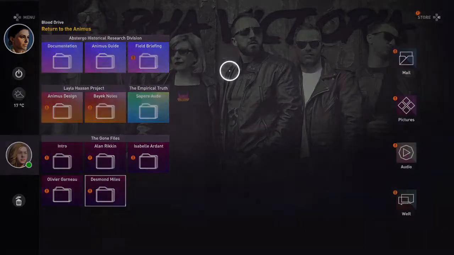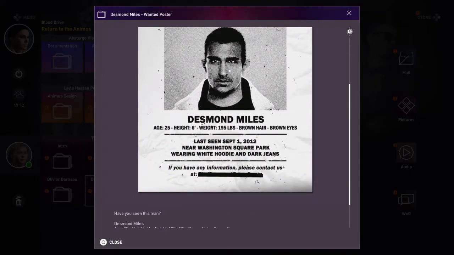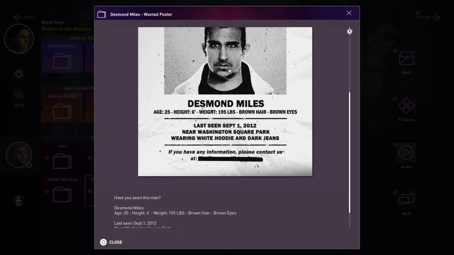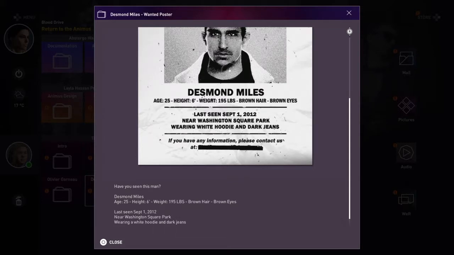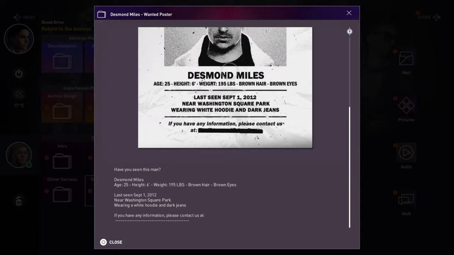Oh, wanted poster. Yes, I love it. Have you seen this man, Desmond Miles? Age 25. Height 6 foot. Okay, if he was born in... Yeah, that works out. Okay. Weight 195 pounds. September 1st, 2012. Near Washington Square Park. Wearing white hoodie and dark jeans. As we know, Desmond Miles. White hoodie and dark jeans. If you have any information, please contact us at Blackout.